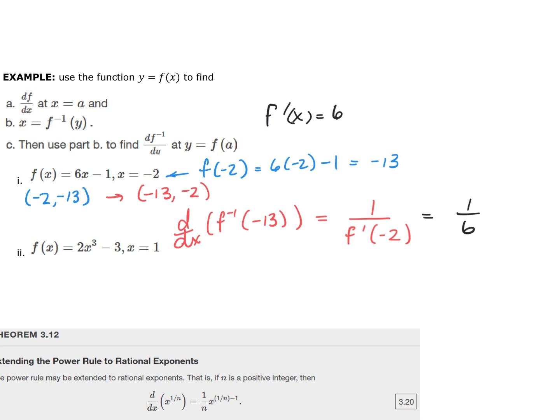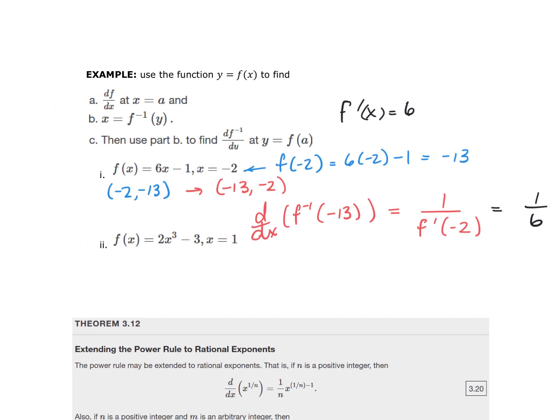And that makes total sense, right? Because this is a line whose slope is going to be 6, and then the slope of the inverse must be the reciprocal, 1/6. So that makes total sense. And I didn't have to find the inverse. Now I could have, but I didn't have to. So let's take a look at the next example here.